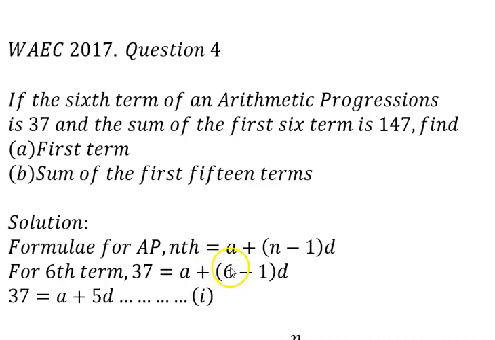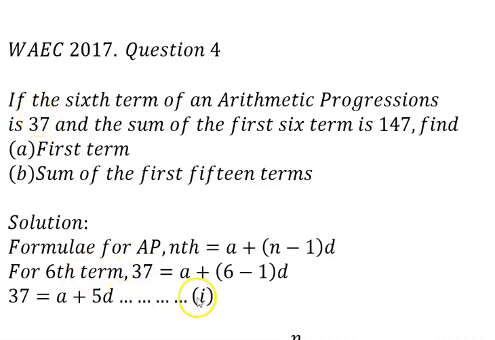The n is the number of term, which is 6 minus 1. Our D we don't know. In this case, we don't know our first term. We don't know our common difference. So 6 minus 1 here will give us what? 5. So we are left with A plus 5D. That's why we have it here. A plus 5D. We know our nth term already to be 37 because we've been given that the sixth term of the AP is 37.